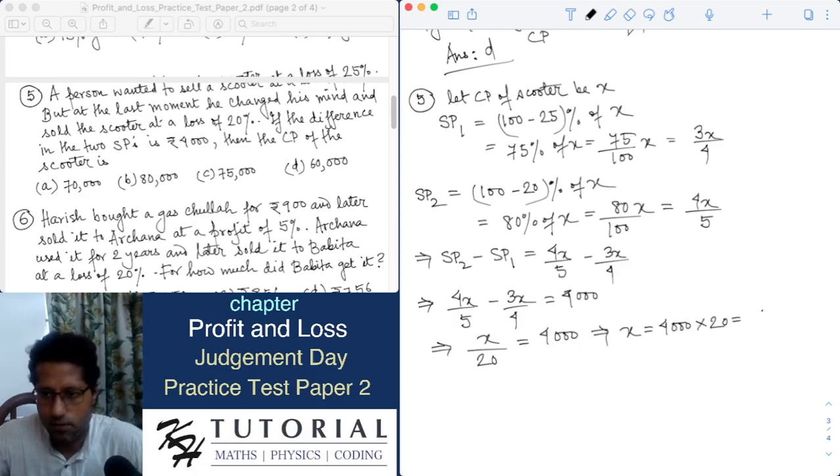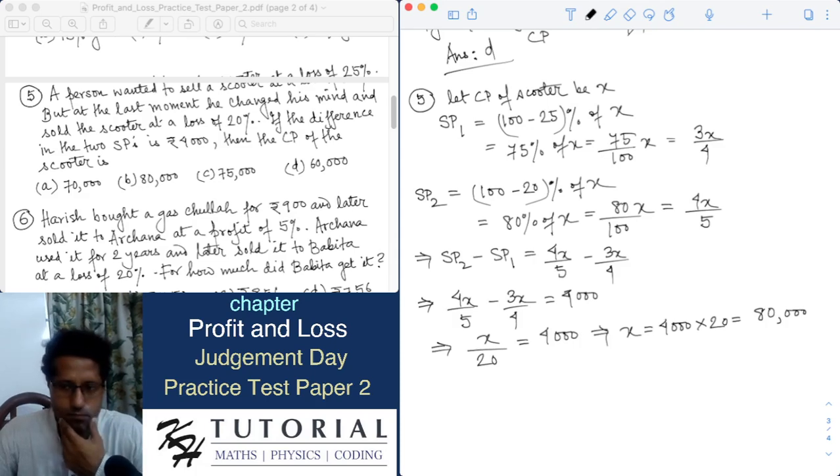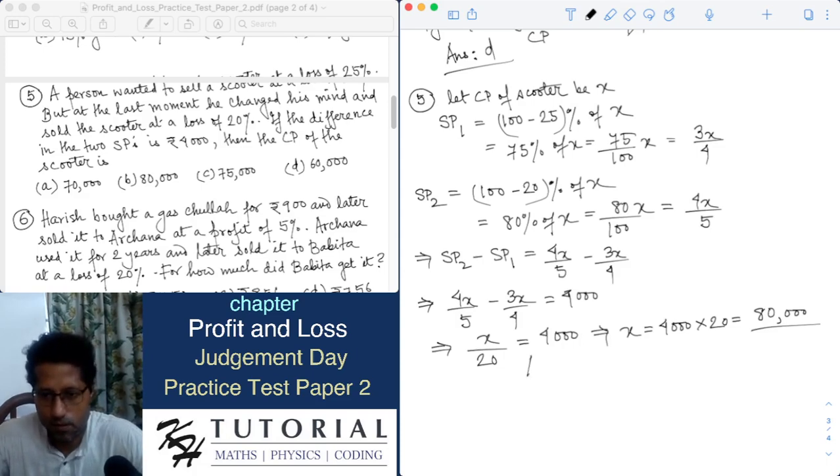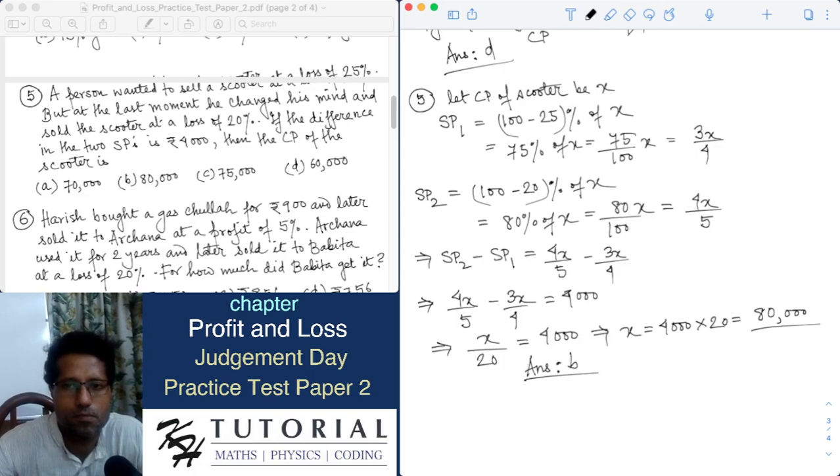This equals 80,000. So what is x? X was the cost price of the scooter. So the cost price of the scooter is 80,000. So the answer is choice B. Okay.